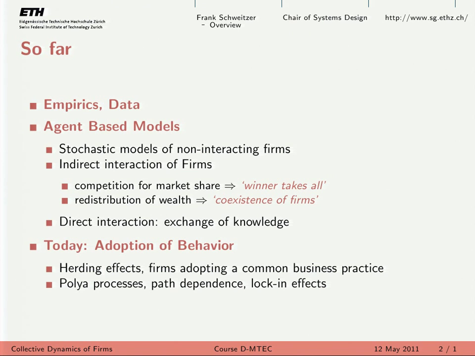So we will talk specifically about herding effects in firms, that firms try to imitate other firms. And we will also look into so-called lock-in effects, which means what happens if you copy the decisions of other firms or the policy of other firms. How does it lead to states that are hard to change? That's behind this path dependence and lock-in effect.